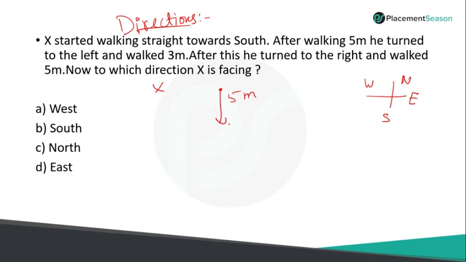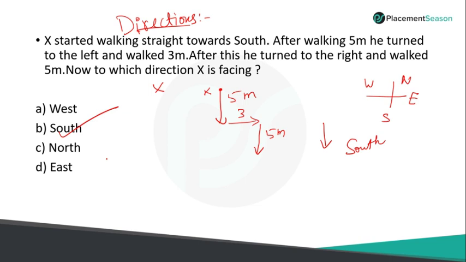So what is the left from this particular point of view? This is left. It is not our left, it is the left with respect to the direction of X, and he walked 3 meters. After this, he turned right and walked 5 meters. So from this position taking right, this will be 5 meters. So what is the direction he is now facing? It is south. Clear?